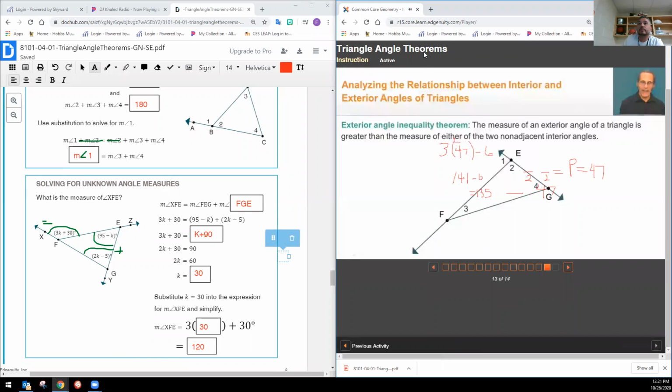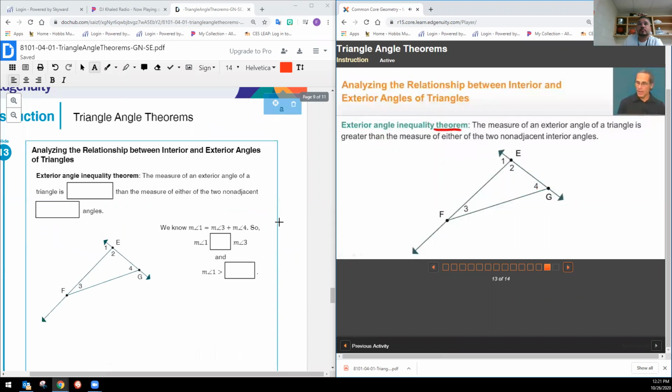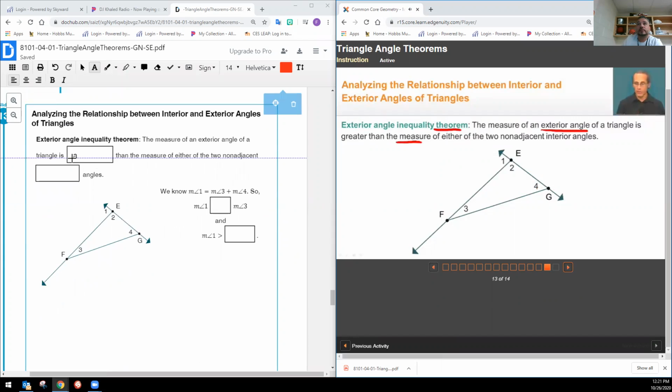The exterior angle inequality theorem. This says the measure of an exterior angle of a triangle is greater than the measure of either of the two non-adjacent interior angles. Look at this diagram. Here's our exterior angle. And we know that the measure of angle 1 is going to be equal to the measure of angle 3 plus the measure of angle 4. Well, what does this mean? It should follow that the measure of angle 1 is going to be greater than either the measure of angle 3 or the measure of angle 4.